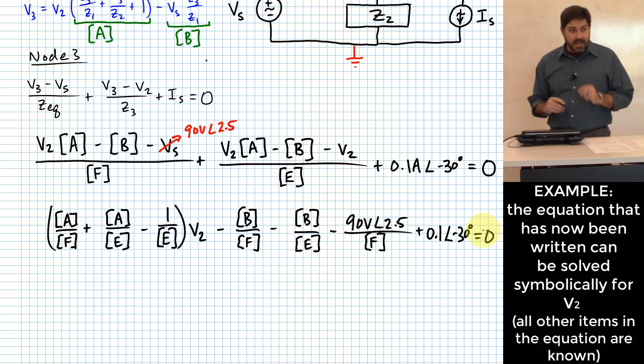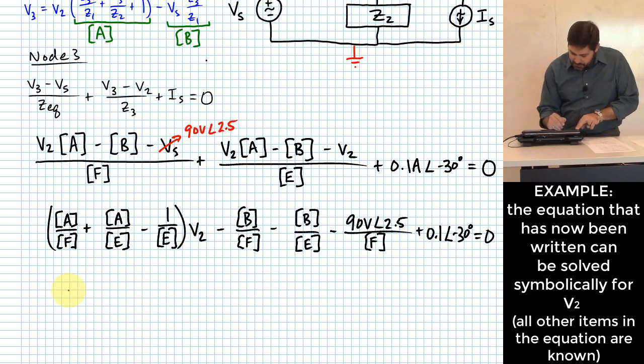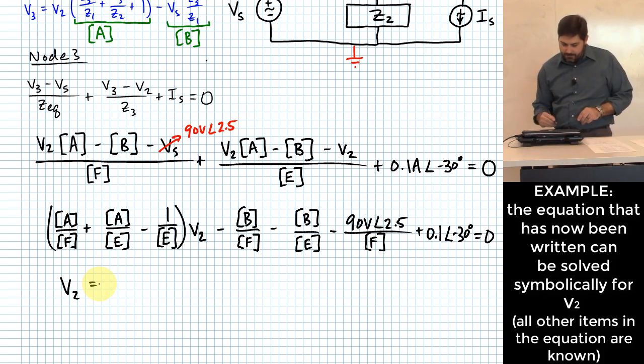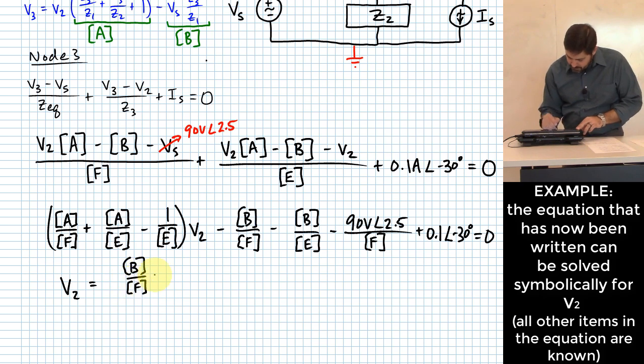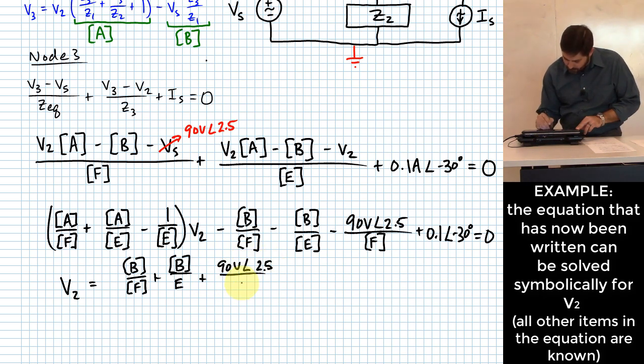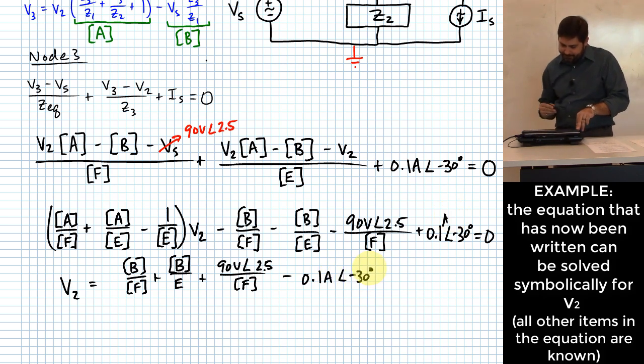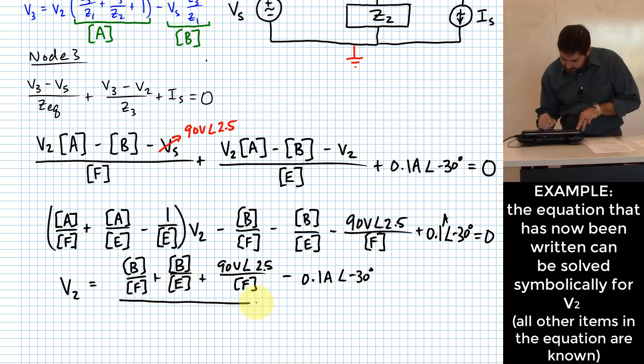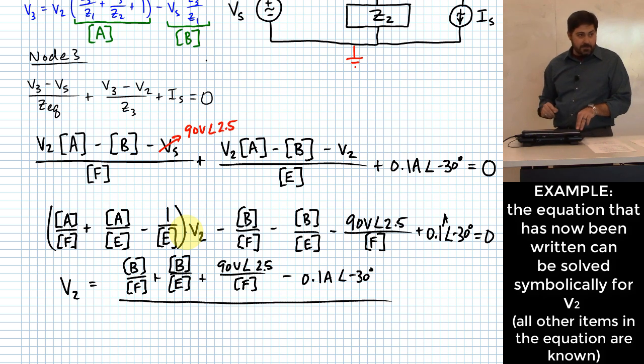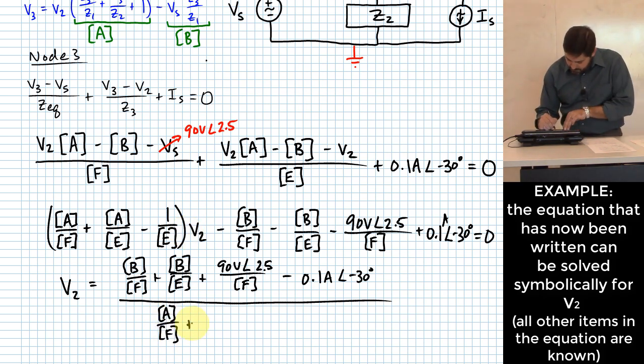Okay? So what's next? Now what we want to do is isolate V2 completely. Okay? What that will look like is I move all these terms to the other side of the equation, right? That means I've got B over F plus B over E plus 90 volts angle of 2.5 over F minus 0.1 amps. I guess I dropped my amps up there, but that should be amps. Angle of minus 30 degrees. And all of this is going to be divided by what I had collected next to V2 over there, right? A over F plus A over E minus 1 over E.